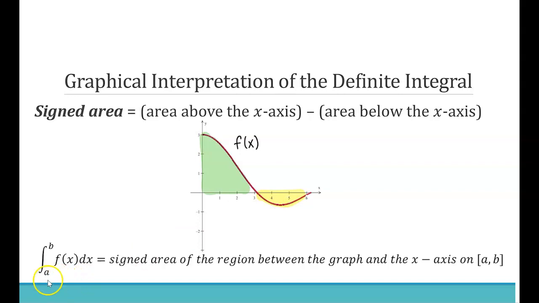So the definite integral, the integral from a to b of f of x dx, is the signed area of the region between the graph and the x-axis on the closed interval from a to b. So for this particular graphical example, we can see that the total signed area, the definite integral from a to b, so 0 to 6 of this function f of x, would be a net positive value because there's more area above the x-axis between the curve and the x-axis than there is below the x-axis.